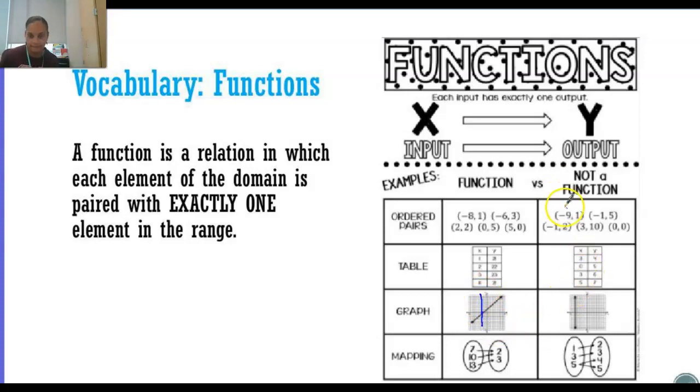Whereas, look at this side, these are not a function because in this set of values here, the X values repeat. Or in my table, my 3's repeat. On my graph, this is a vertical line, so it can't pass a vertical line test. And then looking at my mapping, this 5 has two different Y values, so 5, 4 and 5, 5. That would make that not a function.